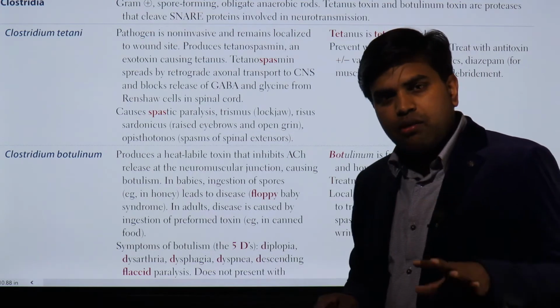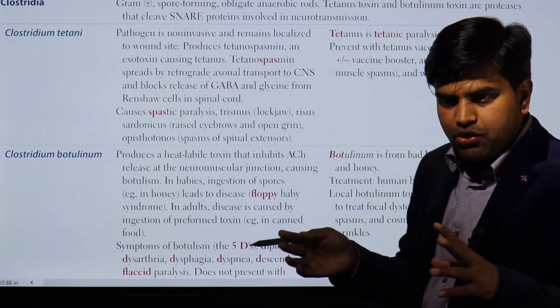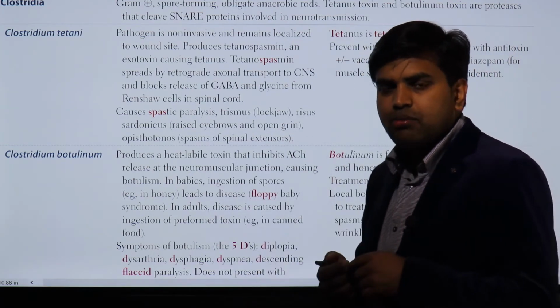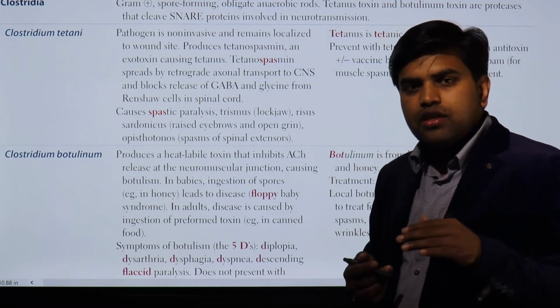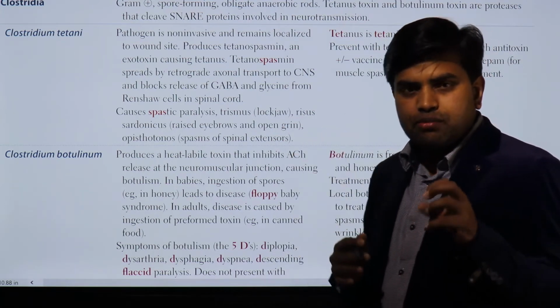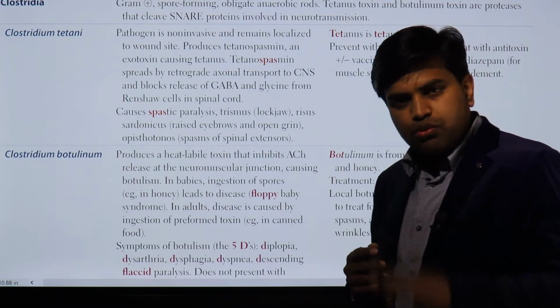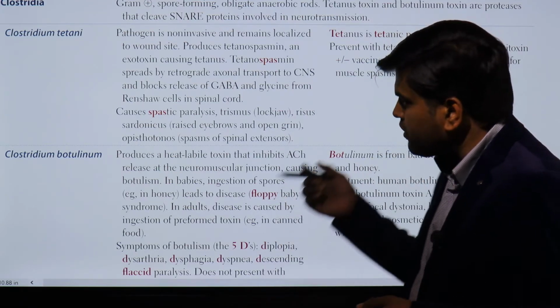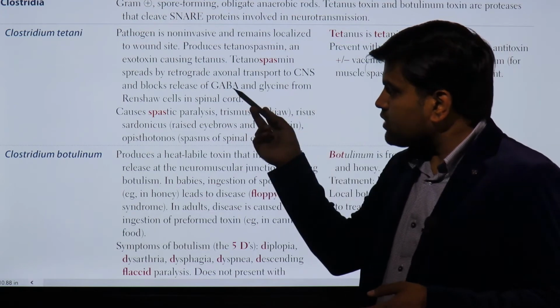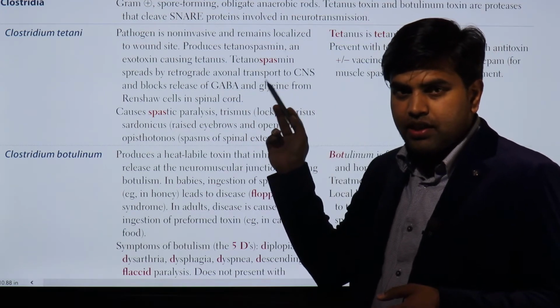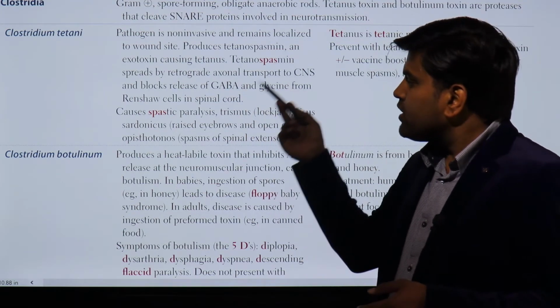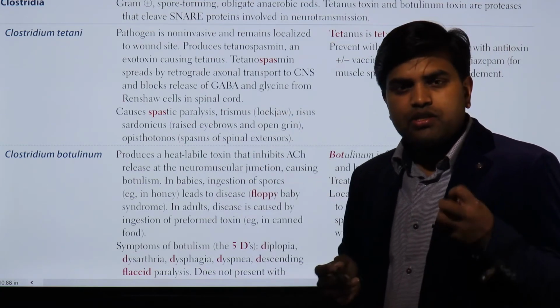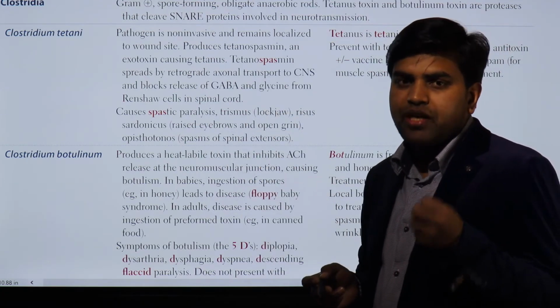Actually, if you remember the lower motor neuron and upper motor neuron, and if you do not, we can discuss it in the anatomical chapter, if there is a lesion in the upper motor neuron, then there will be spastic paralysis. If it is a lesion in the lower motor neuron, then flaccid paralysis develops. Now, since we are talking about GABA and glycine, which are present in the upper motor neuron, and that is not there, they will cause the spastic paralysis. The tone will be increased.